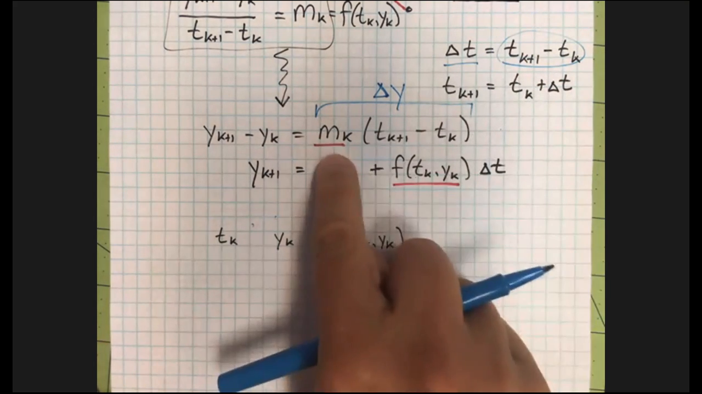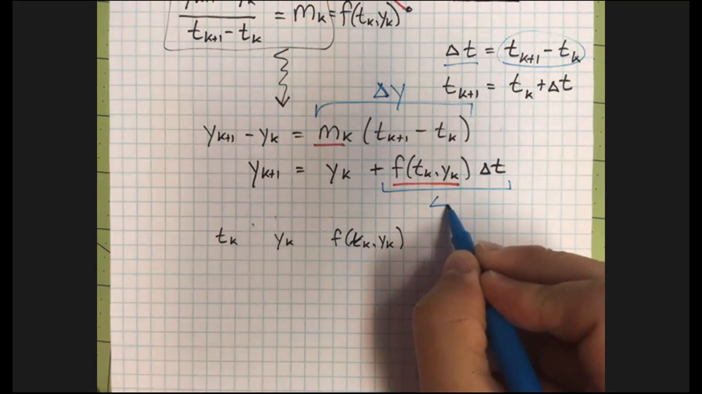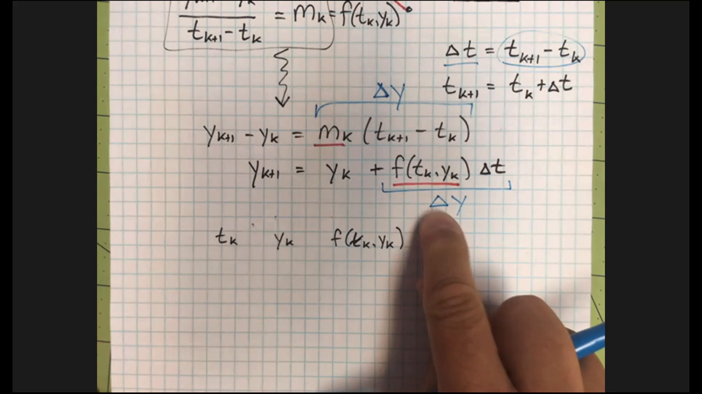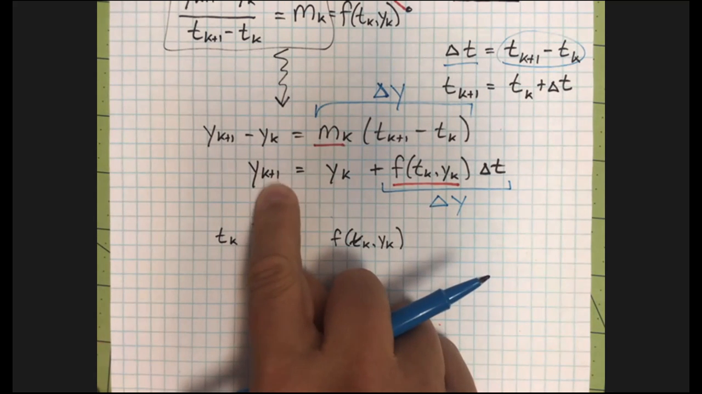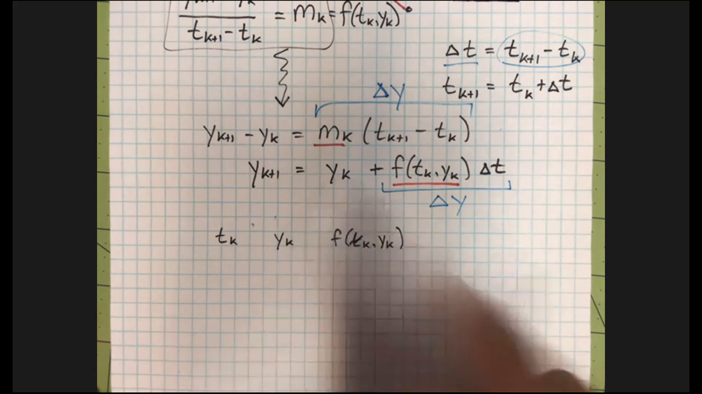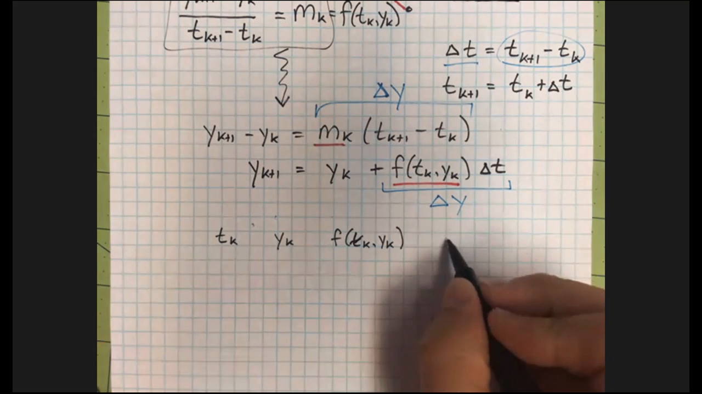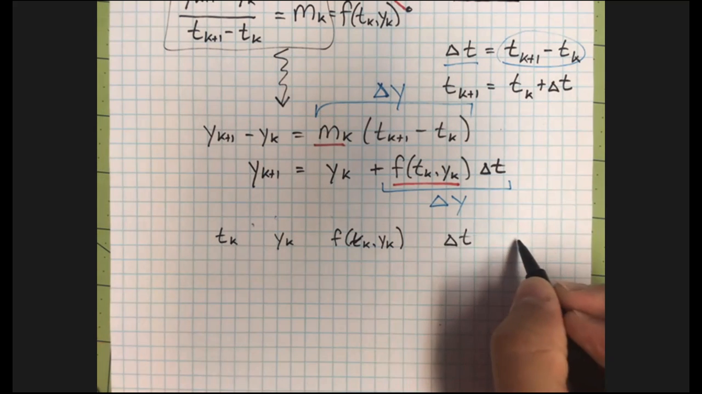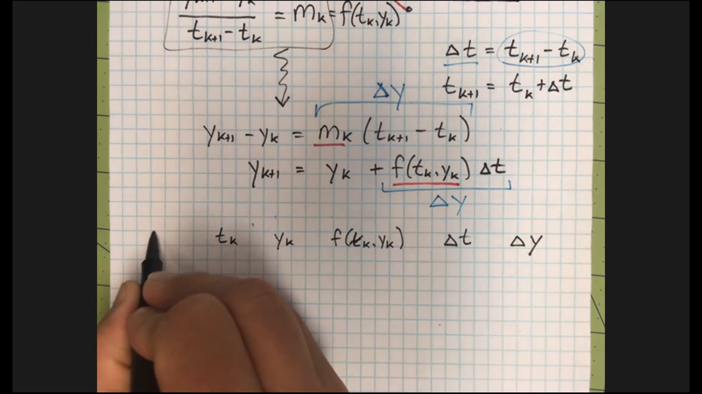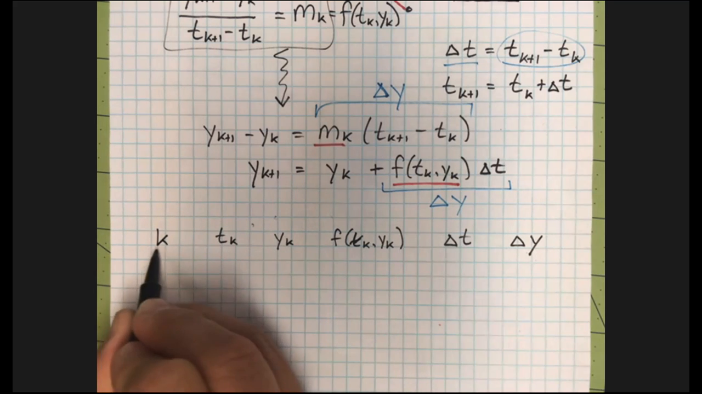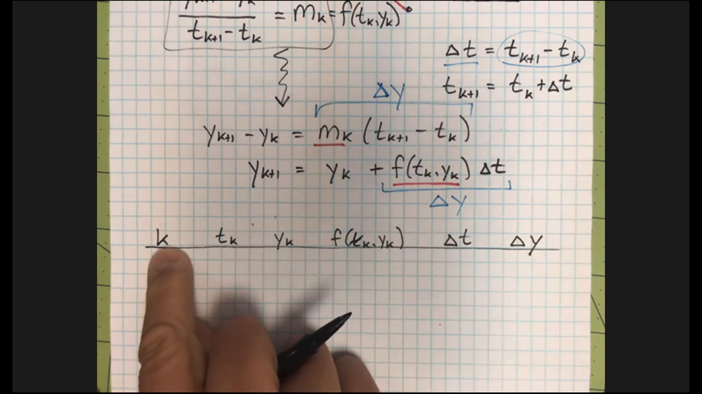So to abbreviate this, this is my delta y. It's my change in y. It's the difference between where I am and where I will be, or where I am and where I was. So I'll make a column for both the delta t and the delta y. And then over here, just for the heck of it, why don't we make a counter? Like, what k am I on?